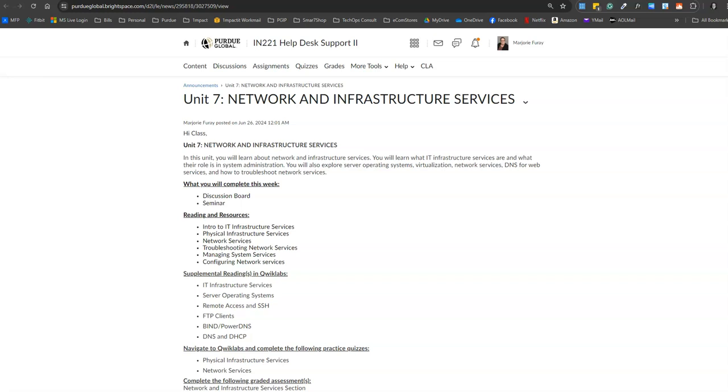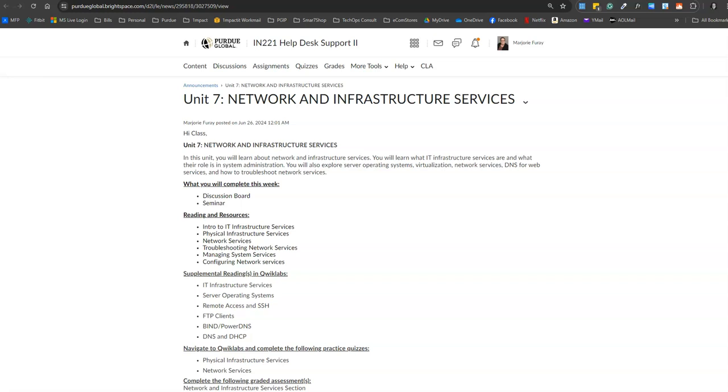So this week we're covering network and infrastructure services, and basically we're talking about IT infrastructure services, what the role is in system administration, right? As we build the infrastructure, we're building out all of the apps and conditions that are going to be used within the system itself. So you can explore server operating systems, virtualization, network services, DNS for web services, and how to troubleshoot network services.